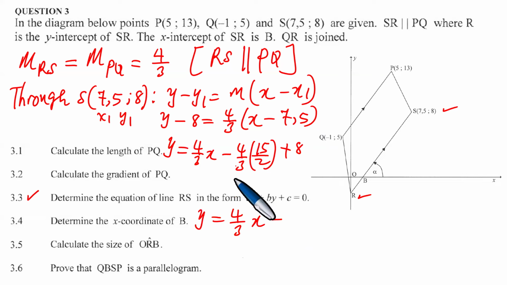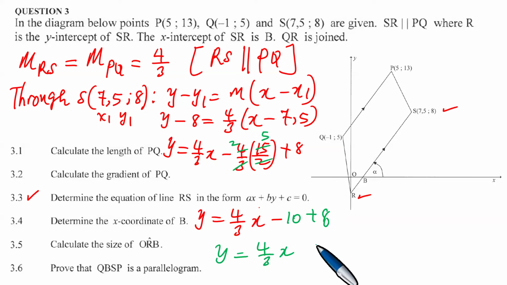Now let's do some simplifications here. 3 divides 15, giving us a 5. 2 divides 4, giving us a 2. And therefore we have a minus 10 plus 8. Upon careful examination, we see that y is 4/3 x minus 2.